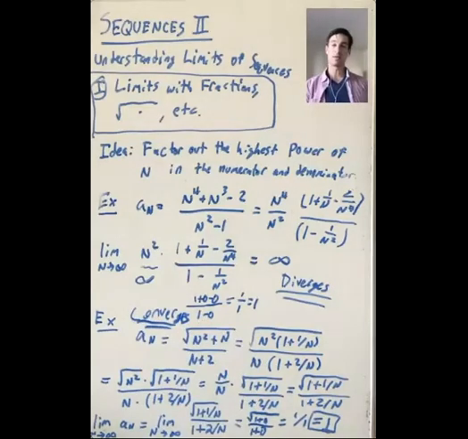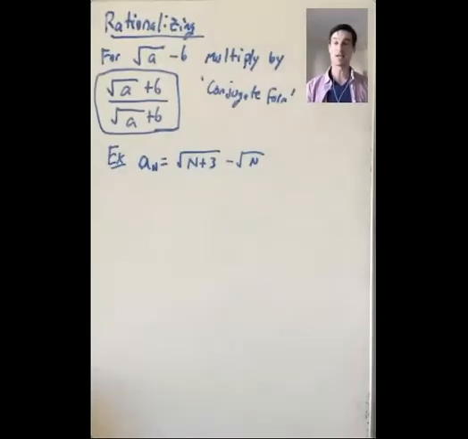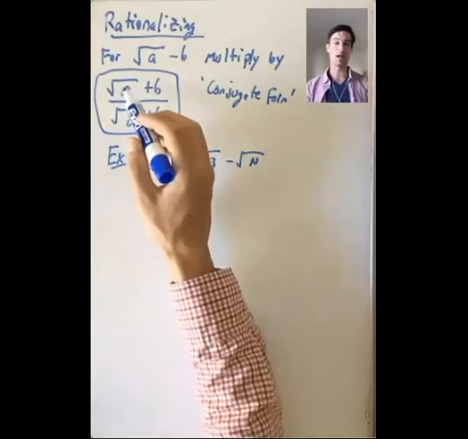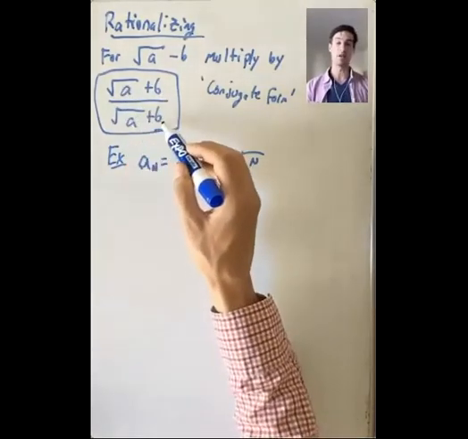So I'll pause and erase, and then I'll go over one other technique called rationalizing that helps quite a lot when you deal with an expression that has radicals. The last technique we'll discuss here is called rationalizing. If you have an expression that looks like square root of a minus b, the thing to do is to multiply by the conjugate form of this expression. We're going to multiply by square root of a plus b divided by square root of a plus b.